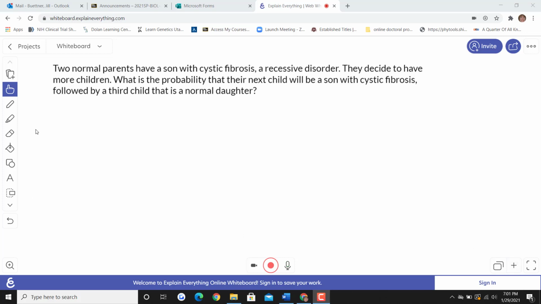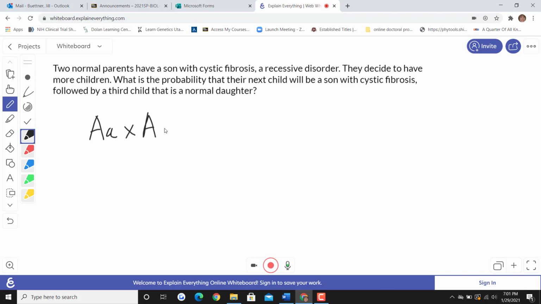So when they give you a statement like this, when they tell you something that's already happened, they're doing it in order to help clarify the genotype of the parents. Two normal parents could both be homozygous for the dominant normal allele, or one could be homozygous and one could be heterozygous. But in this case, they're helping you to know that both parents are heterozygous so that you can solve this problem. Because if you didn't know that, you wouldn't be able to go any further.